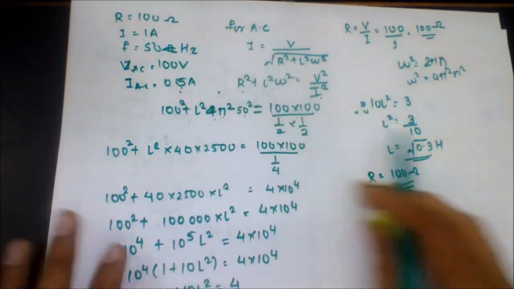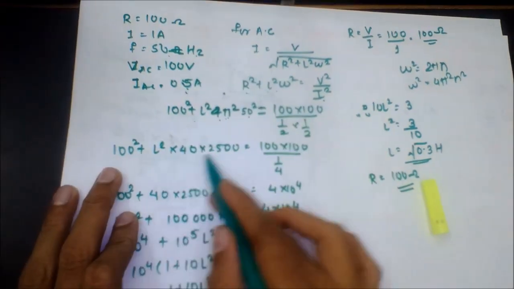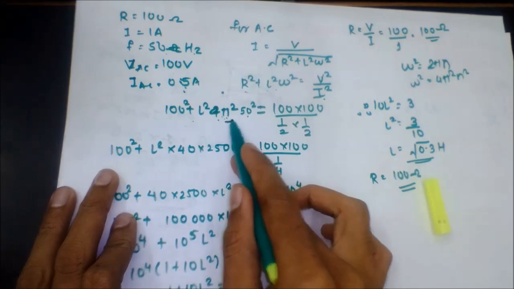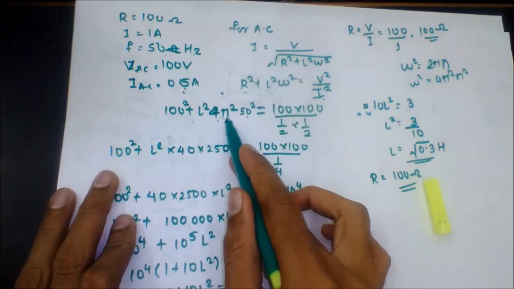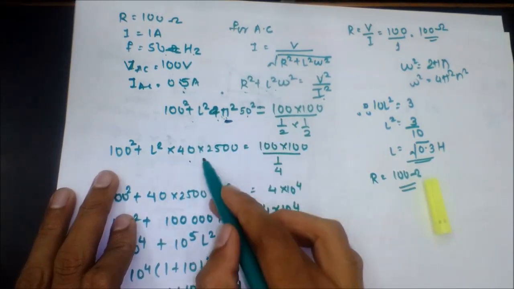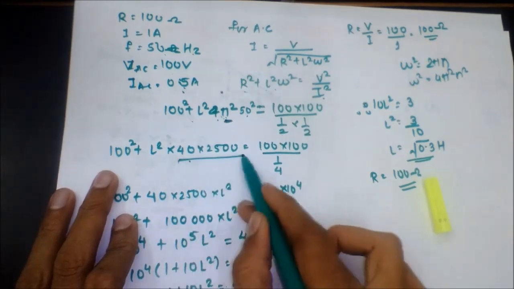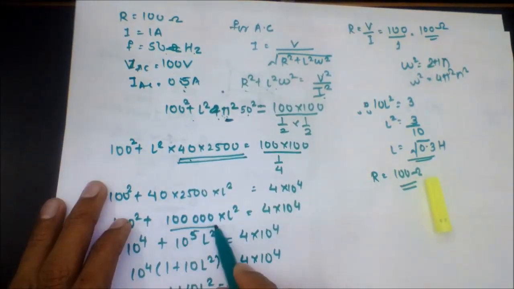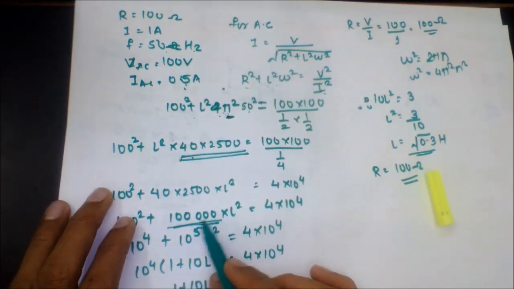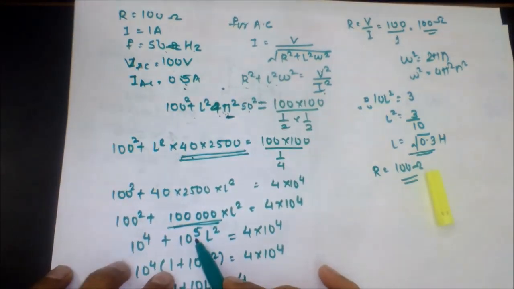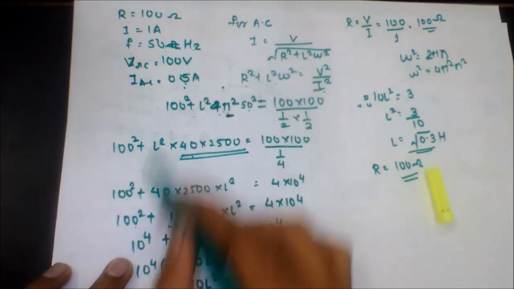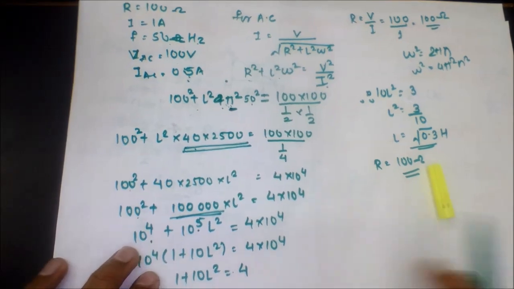Solving the left hand side, we have 100 square plus L square into 4 times pi square times 50 square. They have given pi square as 10, so 4 tens becomes 40, and 50 square is 2500. On multiplying this together, we get 10 raised to 5. And the 100 square which we are performing here is 10 raised to 4.